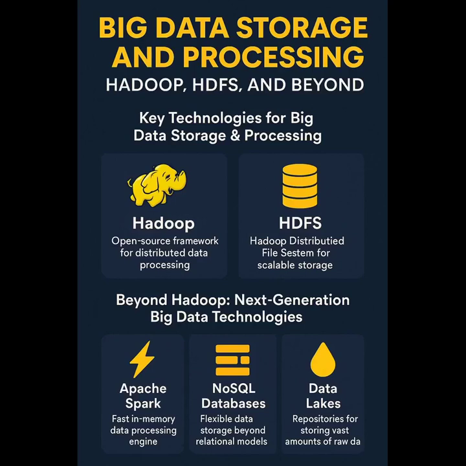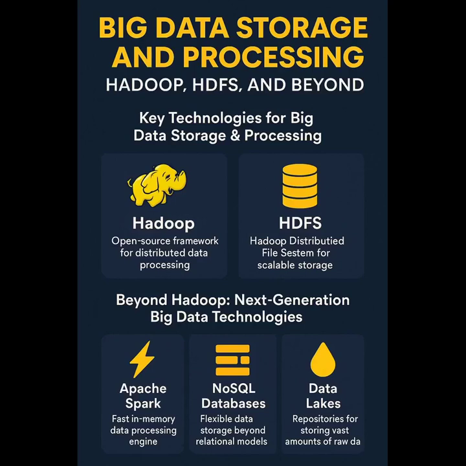What is big data? Big data refers to massive datasets that are too large or complex for traditional data processing software to manage. These datasets can range from terabytes to petabytes and contain structured, semi-structured, and unstructured data. Key technologies for big data storage and processing. 1. Hadoop ecosystem. Hadoop is an open-source framework designed for distributed storage and parallel processing of large datasets. Developed by the Apache Software Foundation, Hadoop's architecture is fault-tolerant, scalable, and designed to run on commodity hardware.